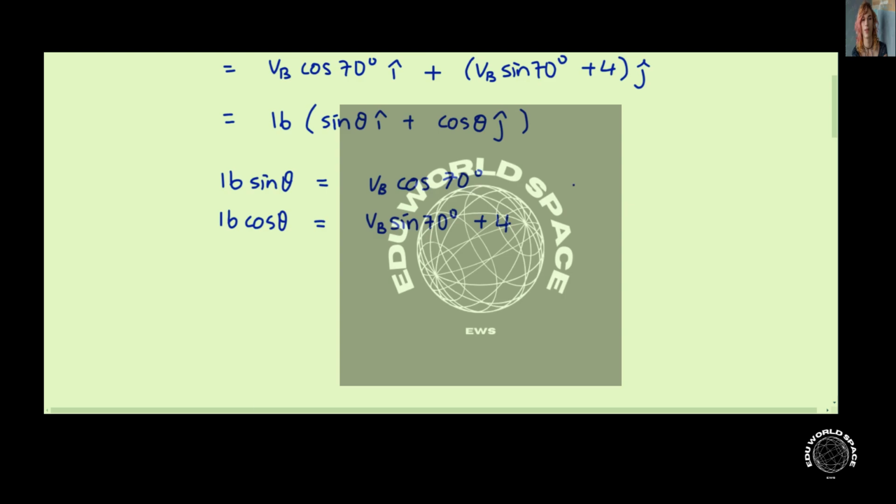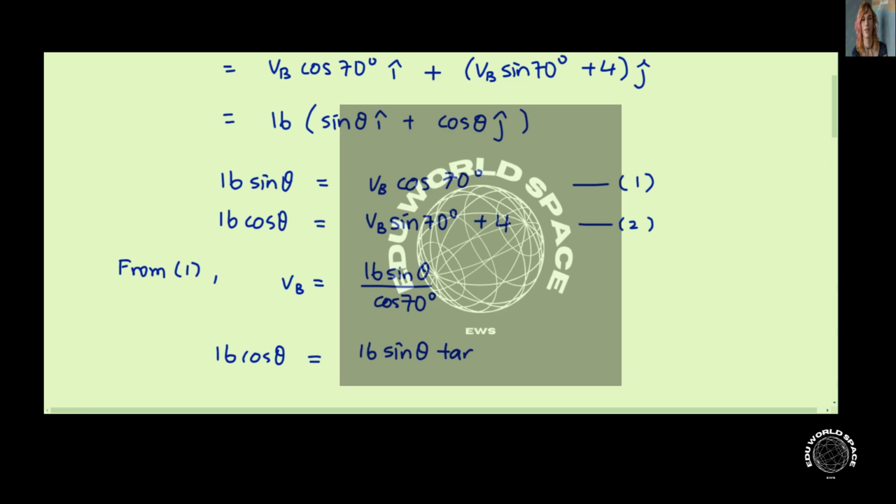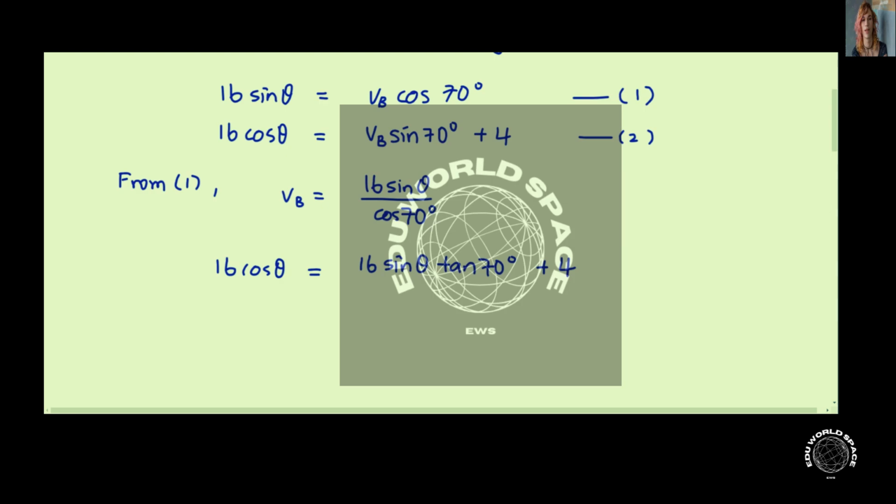From 1, Vb is equal to 16 sine theta divided by cosine 70 degrees. So put it into 2, we have 16 cosine theta is equal to 16 sine theta tangent 70 degrees plus 4. To make it easier, we have 4 cosine theta equals 4 sine theta tangent 70 degrees plus 1.